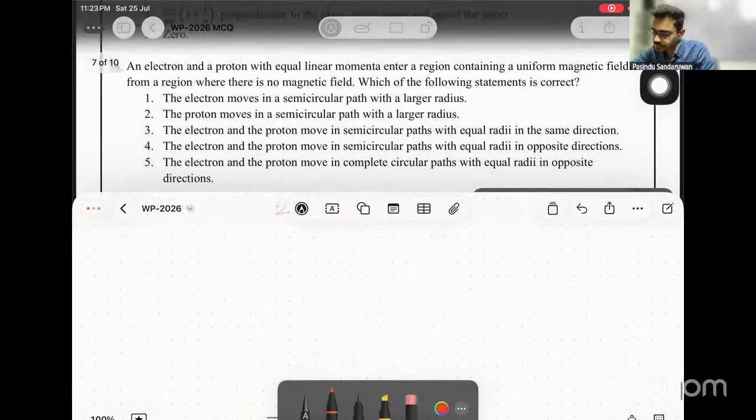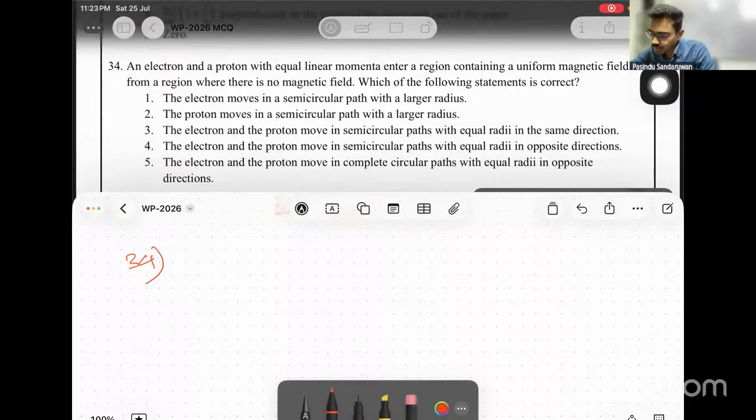Thirty-four. An electron and proton with equal linear momenta enter a region containing a uniform magnetic field from a region where there is no magnetic field. Which of the following statements is correct?